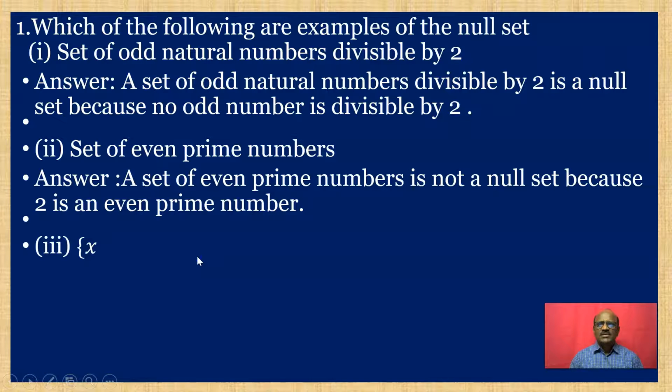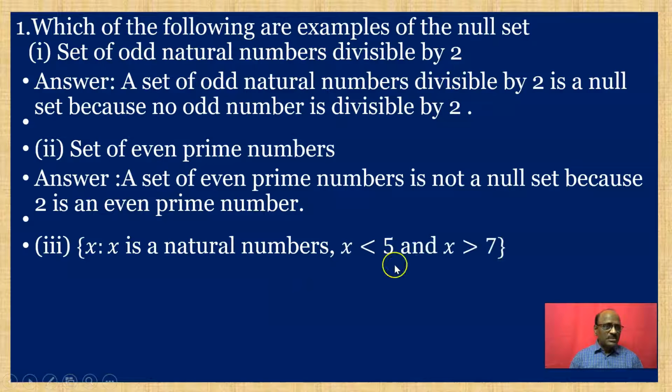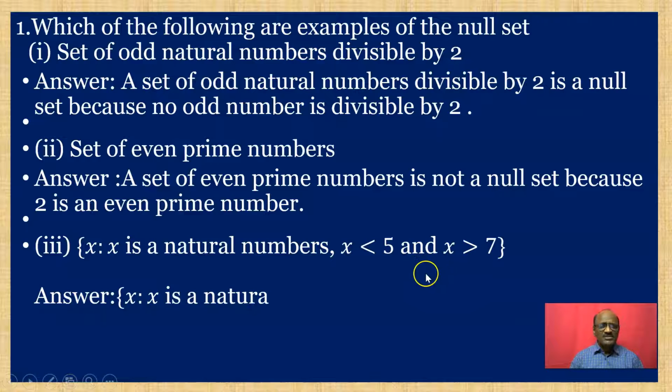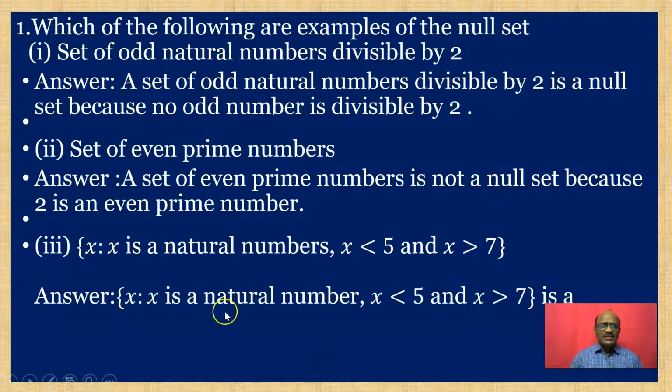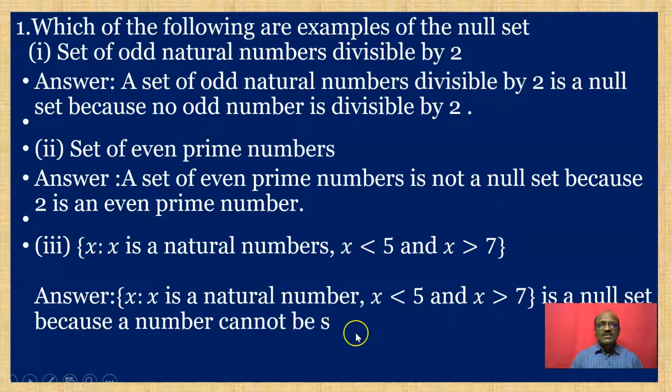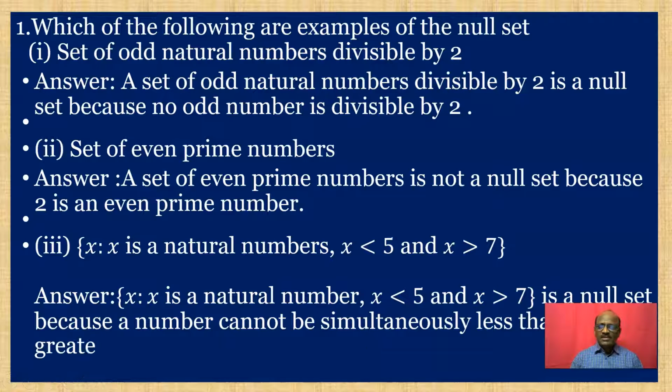Next, x is such that x is a natural number and x is less than 5 and x is greater than 7, both of these, and this is not possible. That x is such that x is a natural number and it is less than 5 and greater than 7 also, and this is the null set because a number cannot be simultaneously less than 5 and greater than 7.